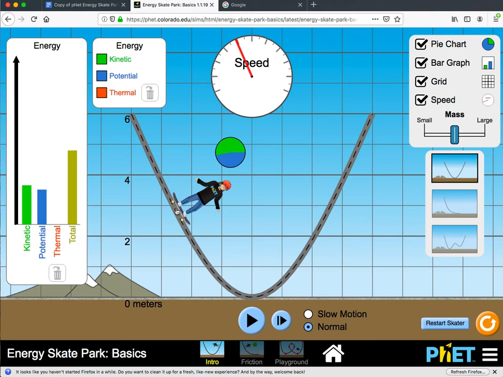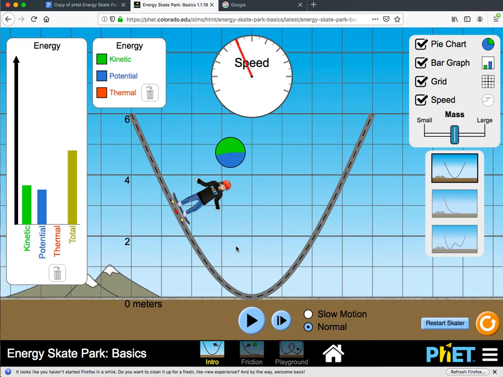Now, if you're like me, I'm very bad at that hand-eye coordination. There is a slow-mo button. The slow-mo makes it a lot easier if you're not that great at hand-eye coordination. I pause the skater at exactly 3 meters.